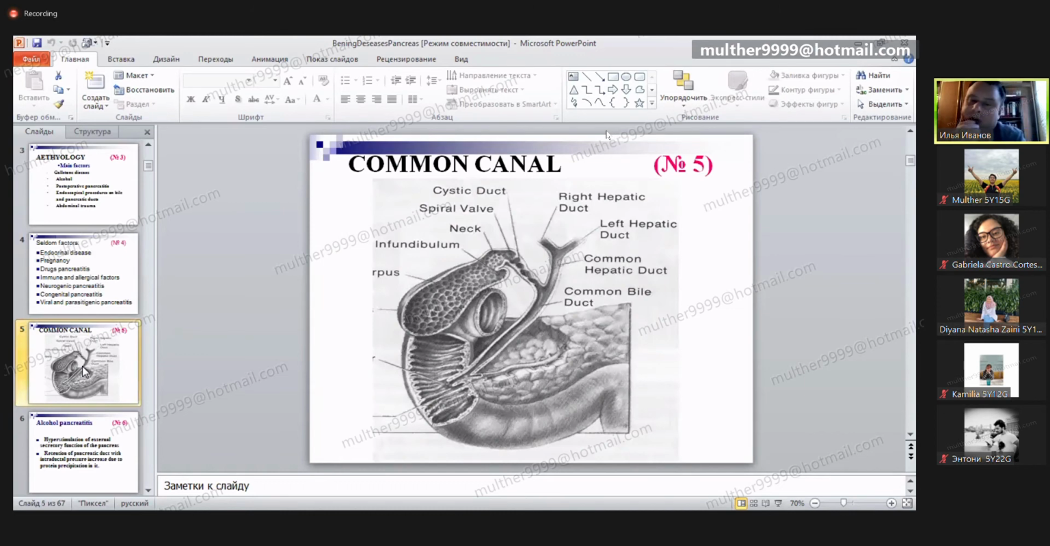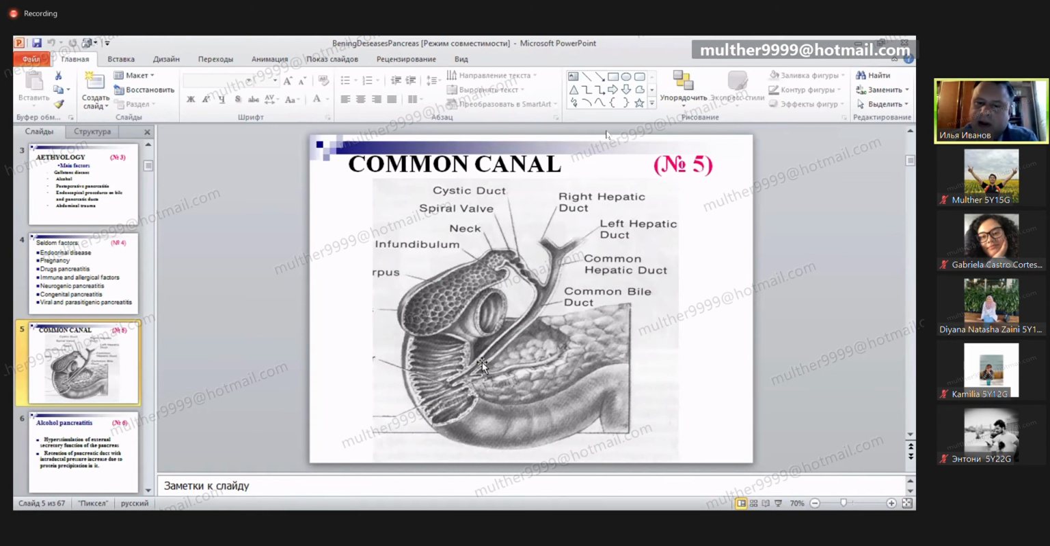Some words about the gallstone disease. Gallstone disease and anatomy. Anatomy of the common biliary duct. So there are four main parts of the common biliary duct, but the pre-final and final parts of the common biliary duct is very important according to the development of the acute pancreatitis and more for the chronic pancreatitis.